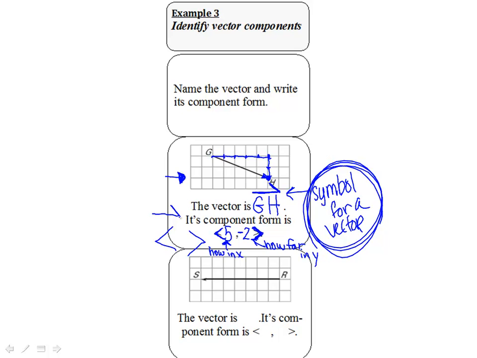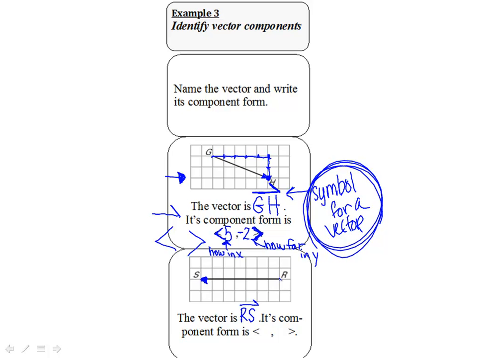This vector, again, my starting point is over here at R, because I'm supposed to have an arrow right here at S. It may not show it very well, but that's where your arrow is. So we're going to put R first and S next. The vector is, we've got to say vector RS, so my vector symbol needs to go above it. So that's vector RS.